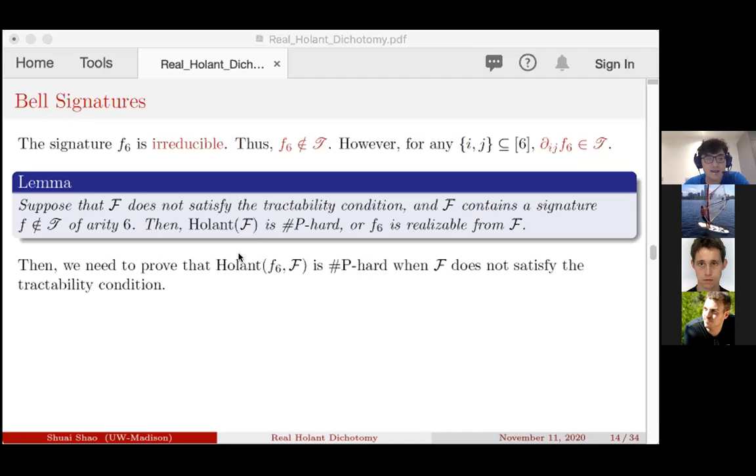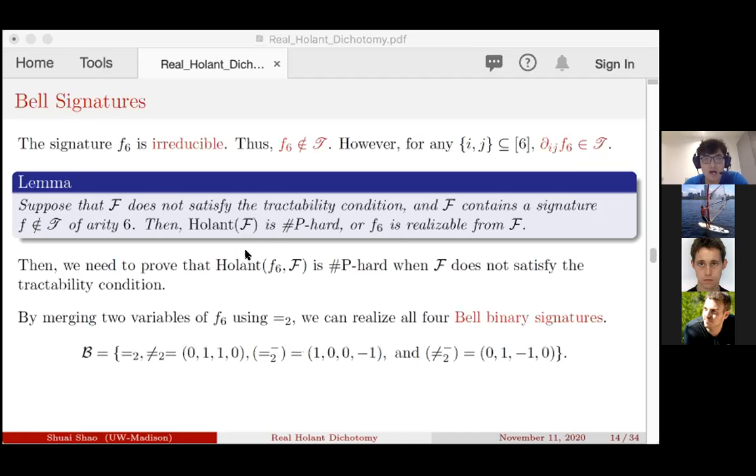Now let's consider what kind of other signatures can be realized from this signature f sub 6 by gadget construction. First, by merging two variables of f6 using this binary equality, we can realize all four binary signatures. These are four binary functions. This is the binary equality, and this is the binary disequality. This function takes value 1 when its two variables take different assignments, and this is like the negative version of the binary equality.